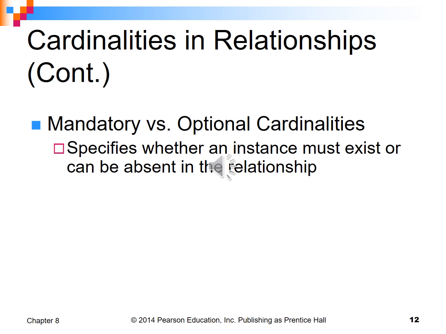Well, cardinality is also understood in terms of optionality. Two entities may have a mandatory relationship: they must be related at least once. Or an optional relationship: they do not have to be related at all. If an entity exists, it must be related to a second entity. Mandatory versus optional cardinality specifies whether an instance must exist or can be absent in the relationship.